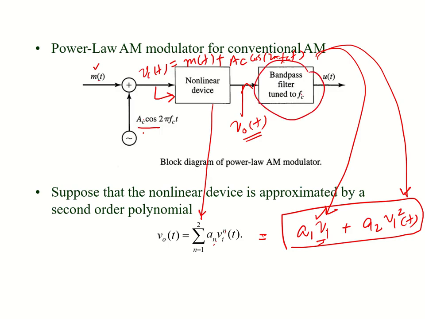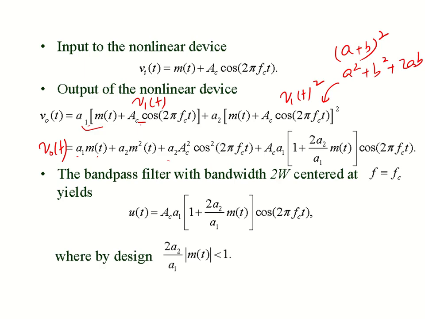This is my output here, and now I am using a band pass filter tuned at the carrier frequency. A band pass filter only filters out the frequency components tuned at this frequency, and all the rest of the frequency components are discarded.